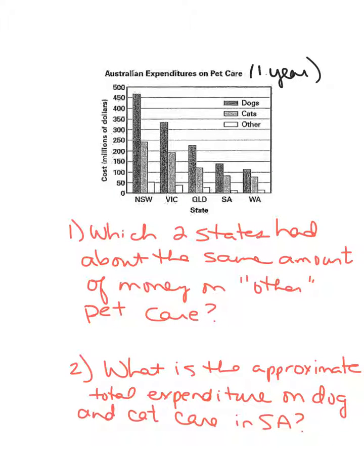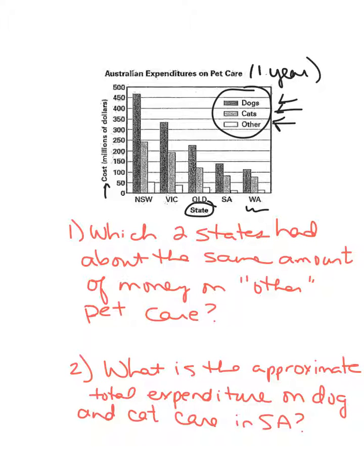In this example, we have Australian expenditures on pet care for 1 year. If we have to interpret our bar graph, we have to realize we have dogs, cats, and others. This is the Australian states, and this is cost in millions of dollars in 1 year. We have a few bar graphs in each state, so we have to pay attention to the key that we're given right here.